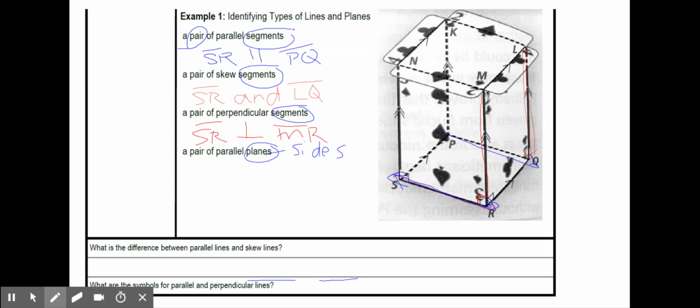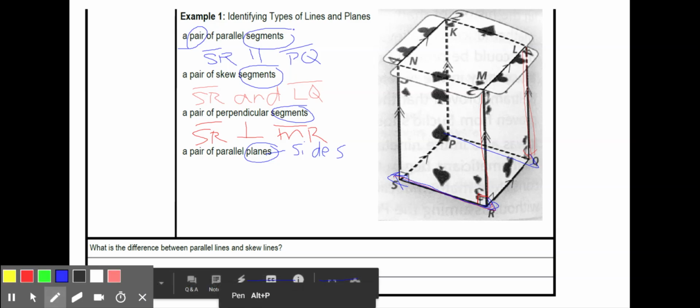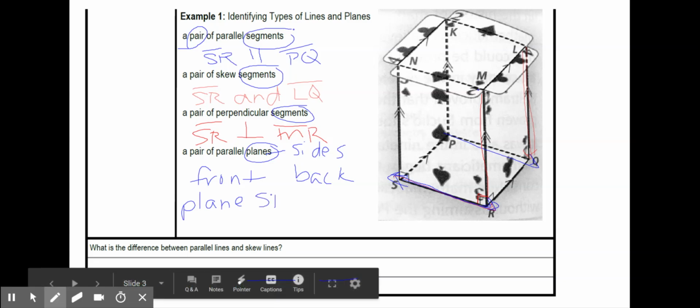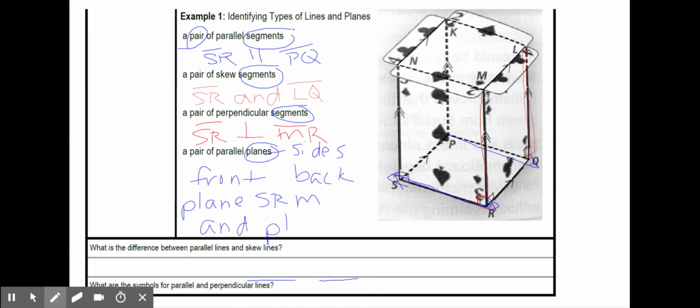Now we need a pair of parallel planes, so a pair of parallel sides. So what if we just use the front and the back, but we need to name them. So the front is plane SRM, and the back would be then plane PQL. Okay, great.